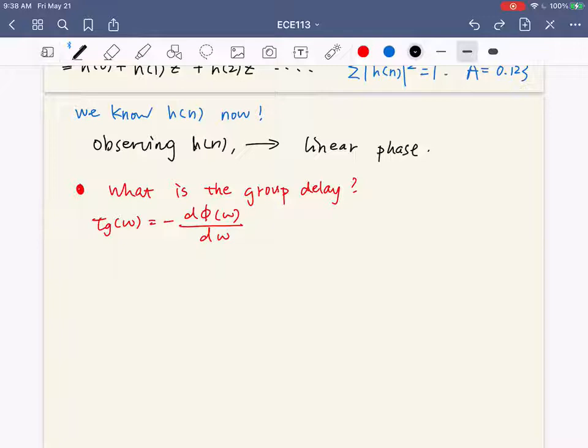Yeah, I was wondering if this would be a constant, but since our phase is linear, the derivative is going to be the negative of whatever our linear slope was. But yeah, you're right. And here I'll teach you an easy trick.